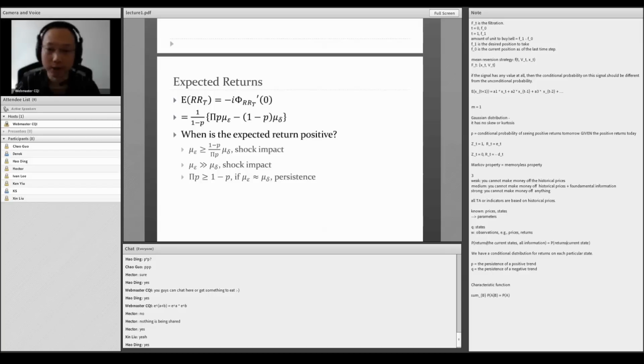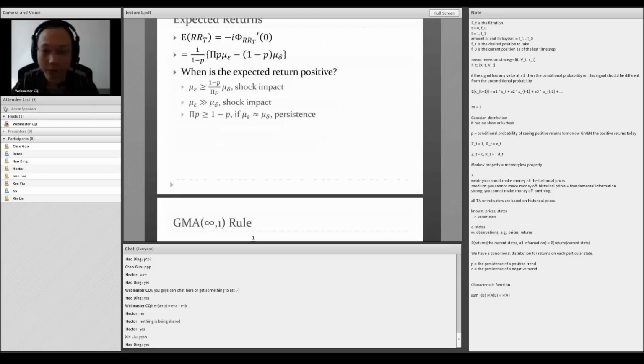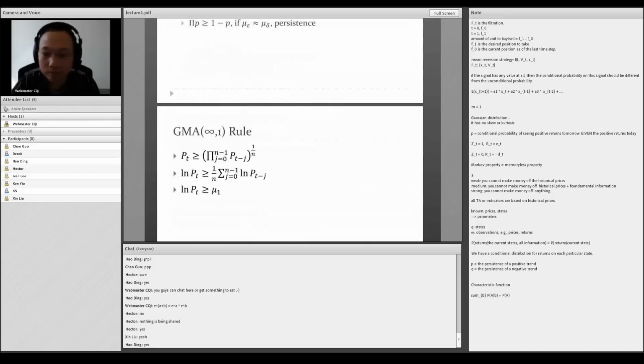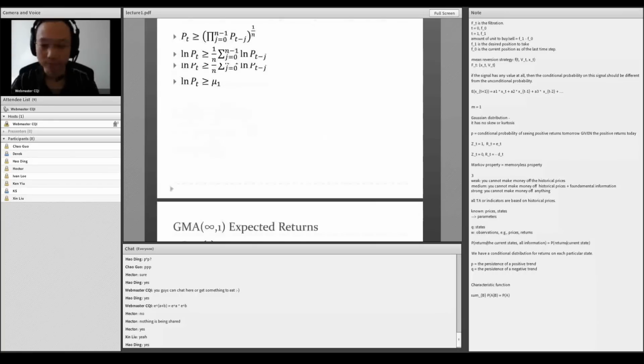We can repeat a similar analysis for GMA Infinity 1. But it seems that we are running out of time, so I will tell you the conclusion. So this is the expected return of playing GMA Infinity 1 strategies. Does anyone notice anything strange in this expression?